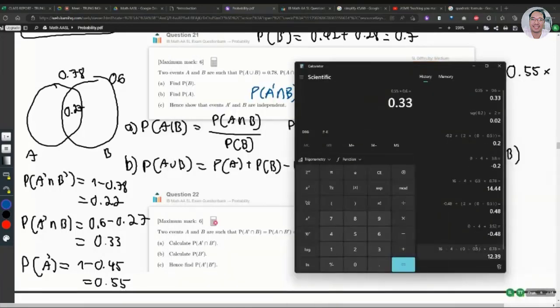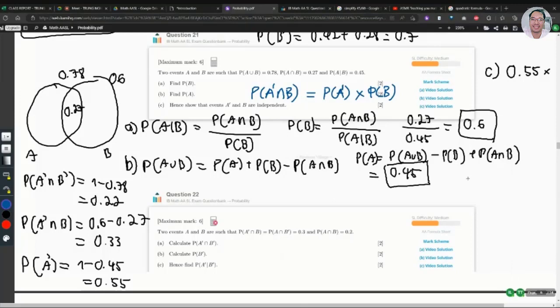So that is the evidence that the two events, not A and B, are independent. All right. I wrote the answer on the right for C.